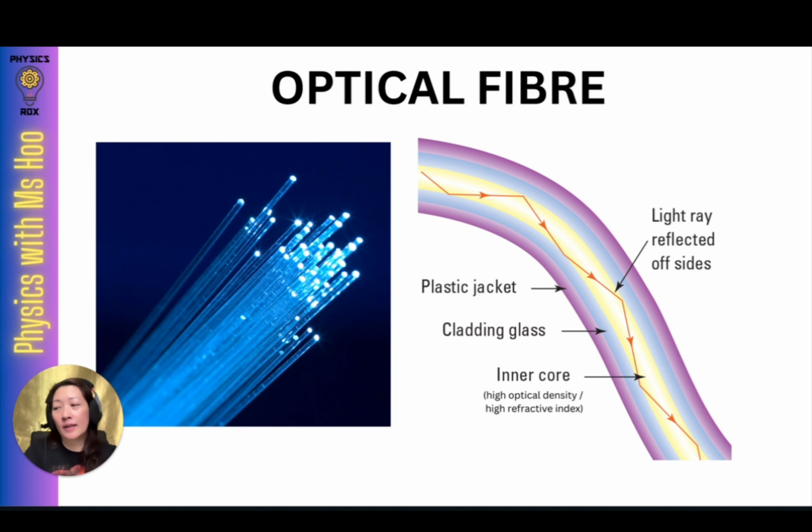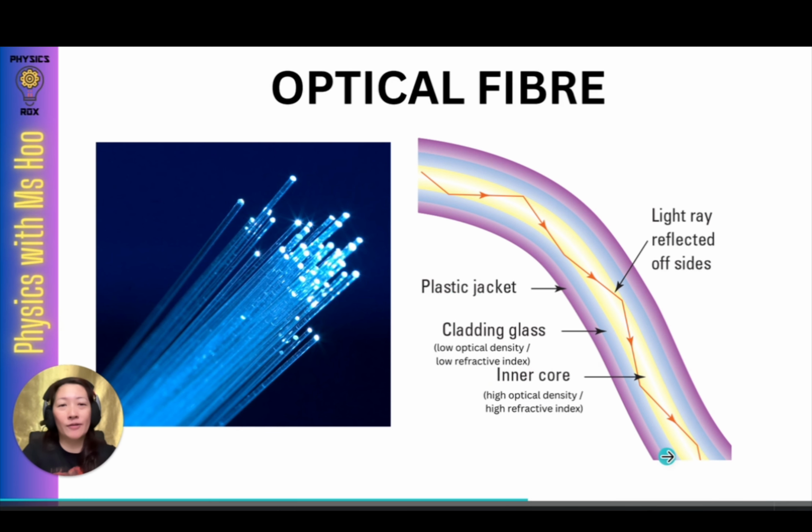So the cladding glass, because it's transparent, it's possible for it to have an optical density as well. It must have a much lower optical density compared to the inner core in order to make sure that the light can undergo total internal reflection. The plastic jacket is just to protect the cladding glass so that it doesn't get scratched or broken.